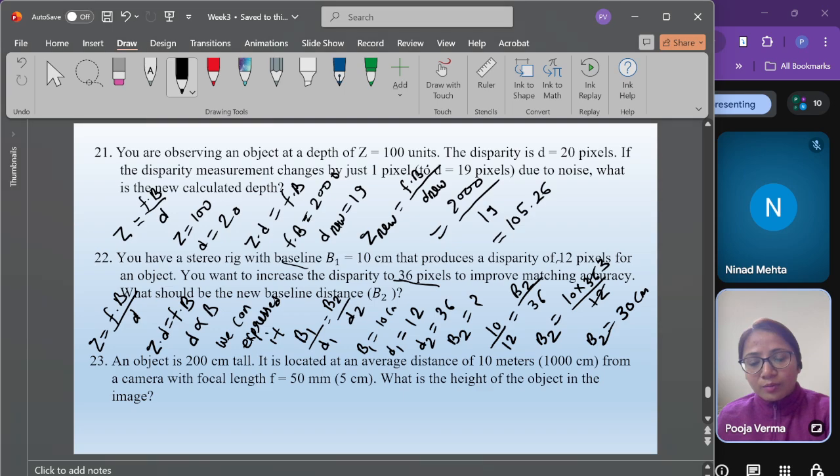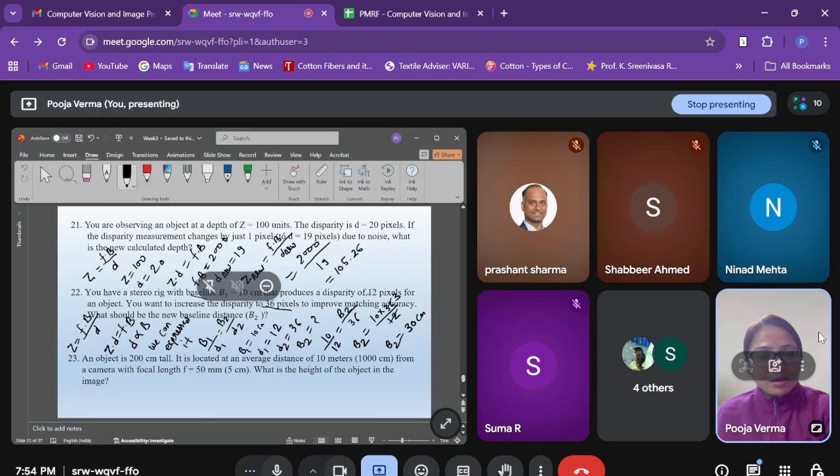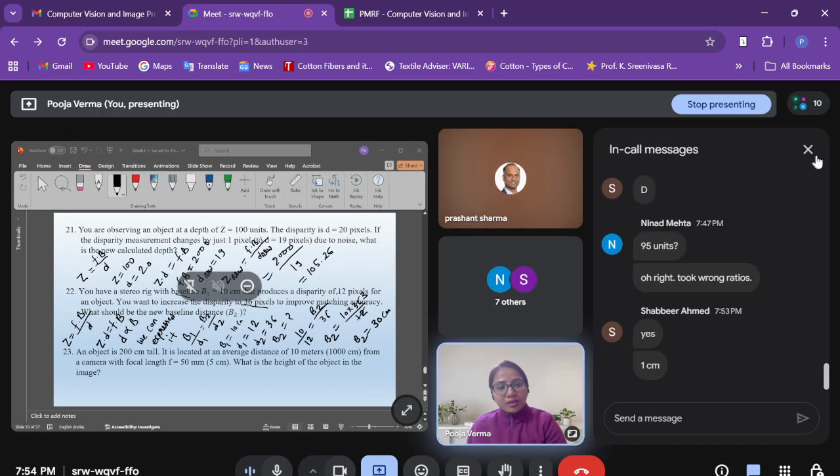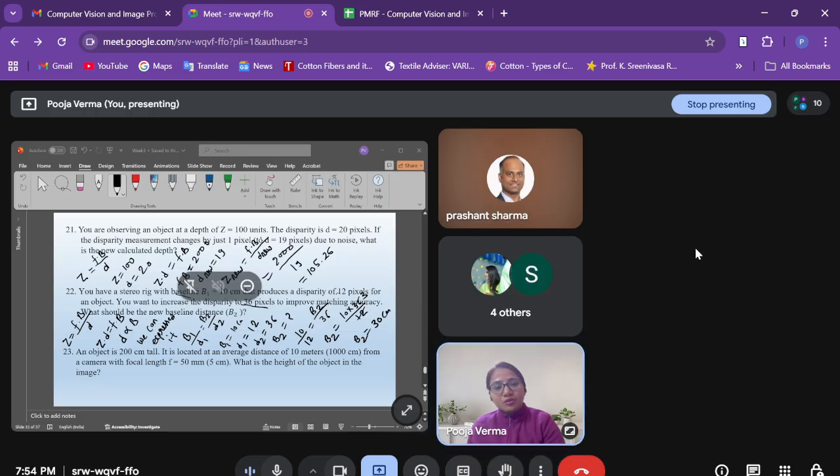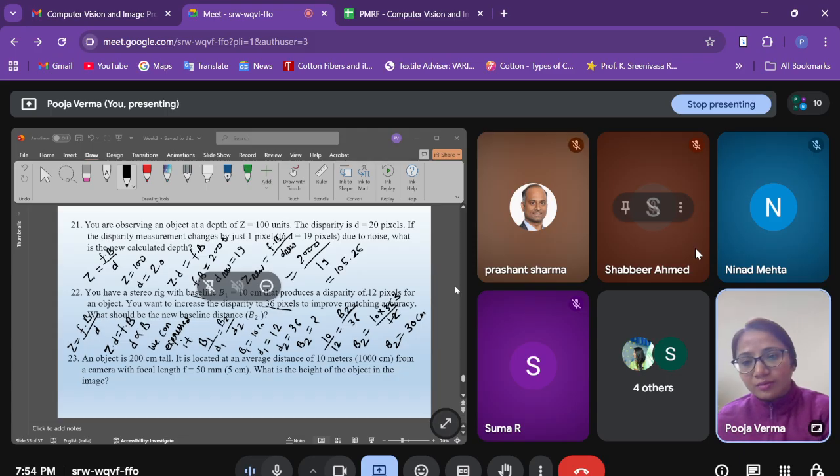Okay, so now we will solve another one, question 23. An object is 200 centimeter tall. It is located at an average distance of 10 meters, that is 1000 centimeters, from a camera with a focal length f equal to 50 millimeter. What is the height of the object in the image? Okay, 1 centimeter, yeah, correct. But how have you solved this question to get 1 centimeter?